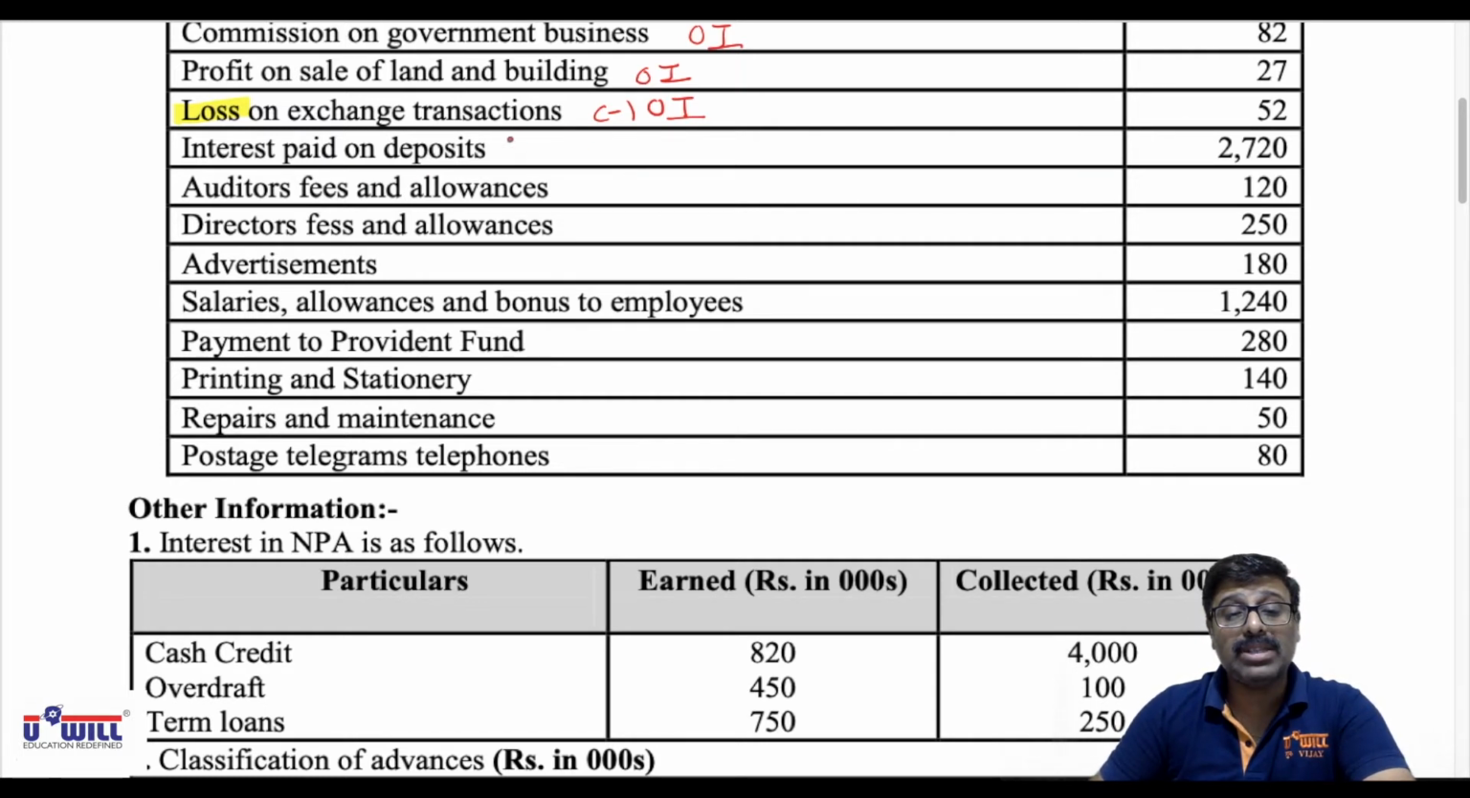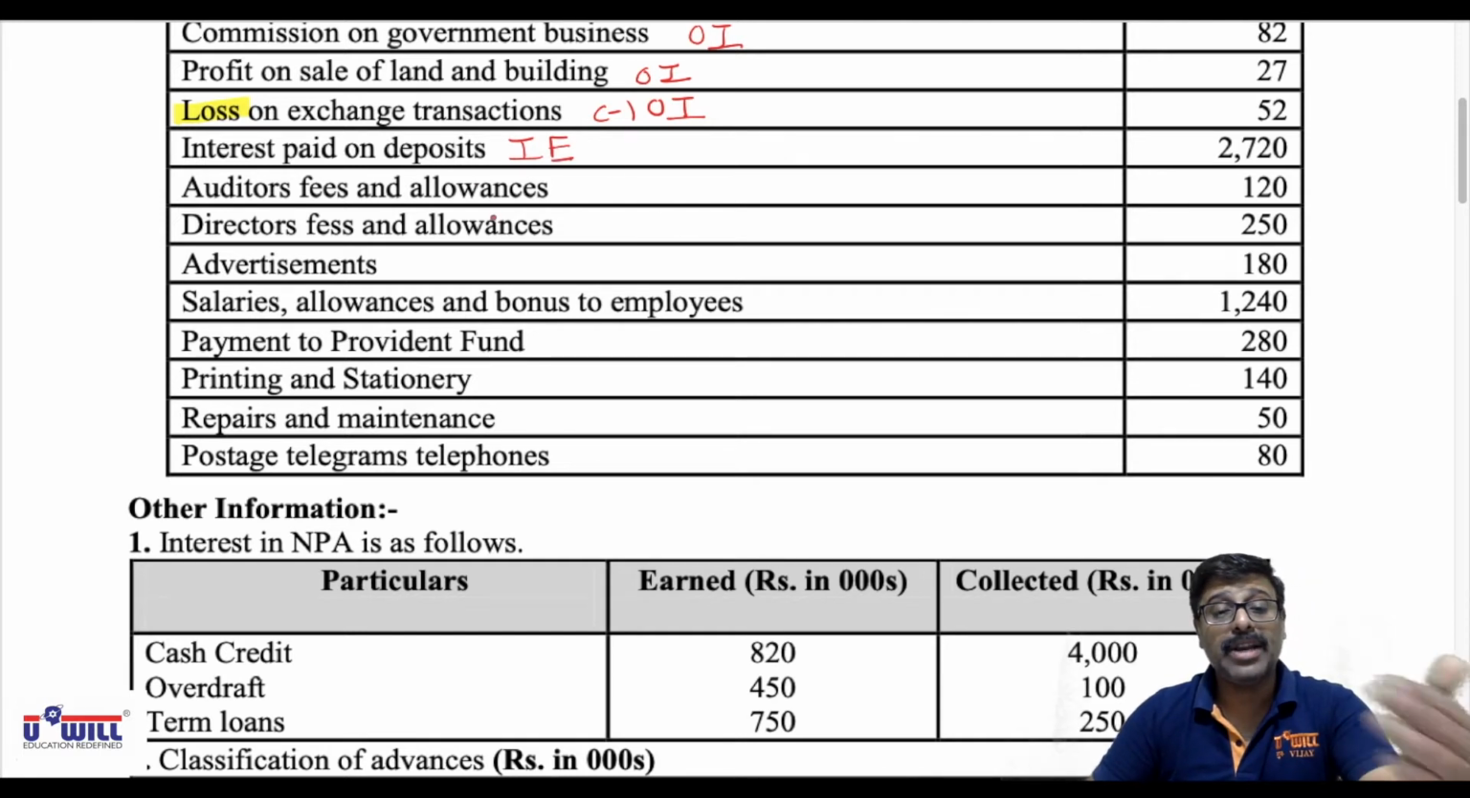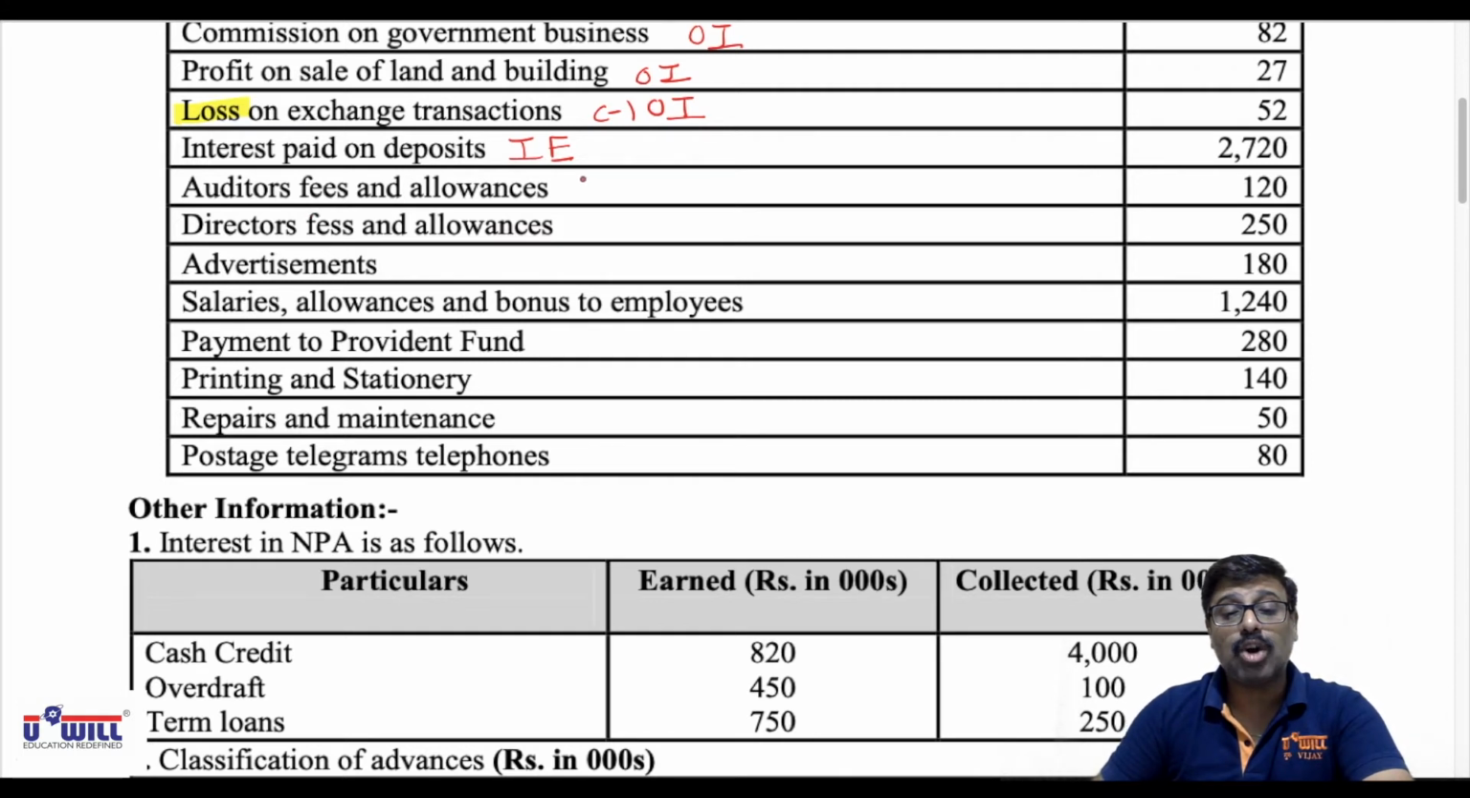Interest paid on deposits, interest expended. Interest paid on deposits means the bank pays interest on savings accounts and fixed deposits. So that is interest expense. Auditors' fees and allowances, operating expenses, OE.